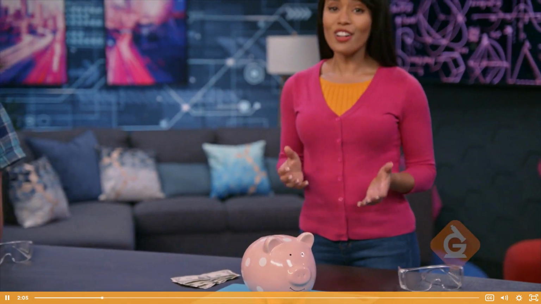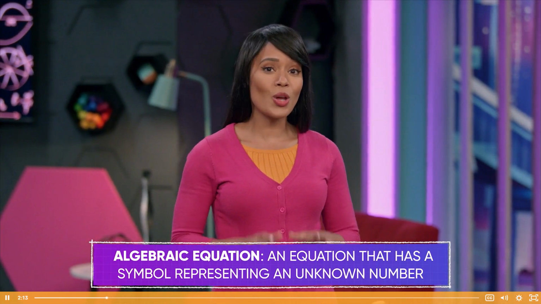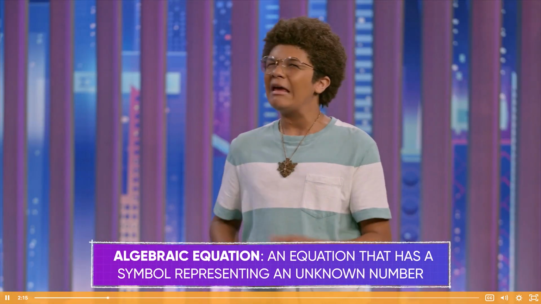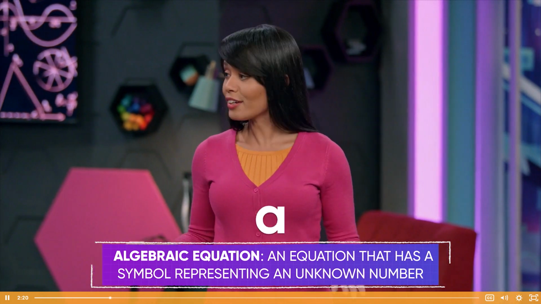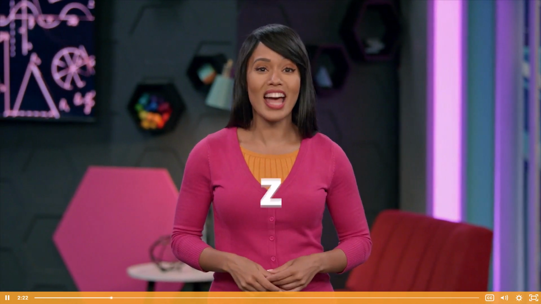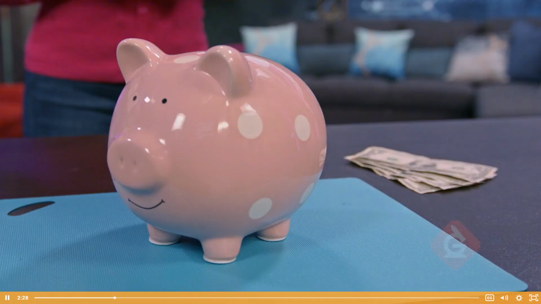In order to solve algebraic equations, we need to first understand what they are. An algebraic equation is an equation with a symbol representing an unknown number. Can it be any symbol? Yes, it can be a question mark or any letter, but we usually use the letter X. We call the symbol representing the unknown number a variable. This piggy bank has an unknown amount of money, which we can represent with the variable X. It just means we don't know how much is inside, but we can figure it out.